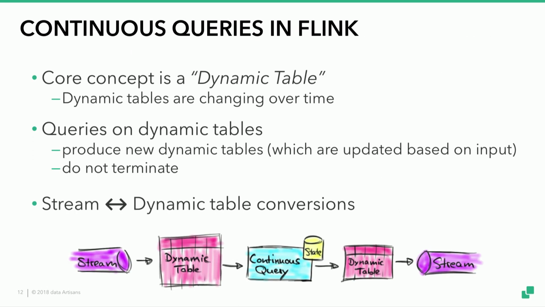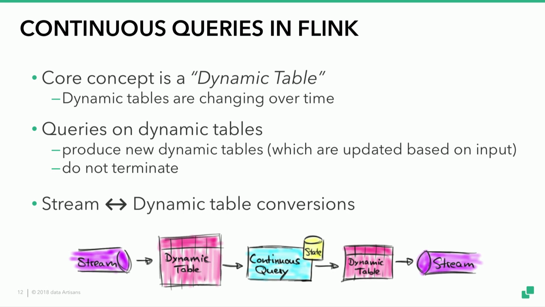So we are using a similar technique in Apache Flink. We call this concept a dynamic table. A dynamic table is not fixed. It is changing over time. You can convert a stream into a dynamic table. Then you can query this dynamic table, and the result is again a dynamic table that you can either use for the next query, or you can convert it back into a stream or write it into a file, whatever you want.